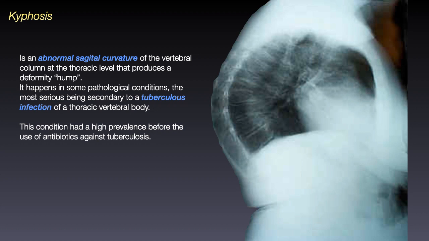Kyphosis is an abnormal sagittal curvature affecting the thoracic vertebra, and that produces a hump, as you see in this image. This is an extreme kyphosis. Tuberculosis was quite frequent time ago. You didn't live that, but it was very frequent. One of the leading causes of mortality in 1900, for instance.